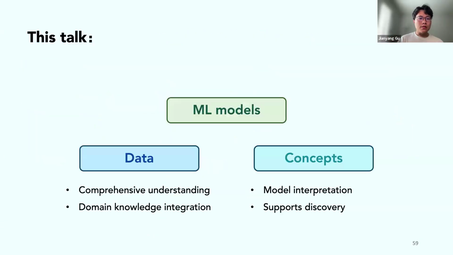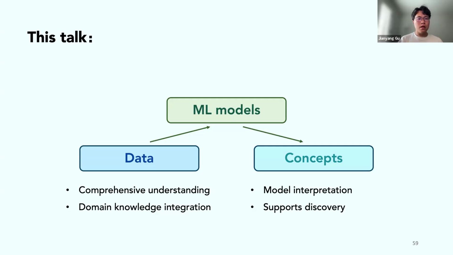And again, in this work we discussed three aspects of machine learning and AI for science. We start from data, and we demonstrate that with good data, we can develop good models that have domain-aware representations. Then from these models, we are able to extract the concepts. We can interpret a model, and these concepts can further support discovery.